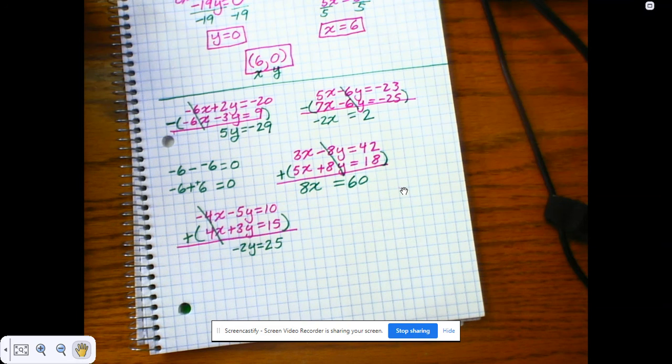Thank you so much. I hope this helps you decide whether you should add or subtract the two equations together, and also how to take your next steps in finding the other variable, as well as doing a check if necessary.